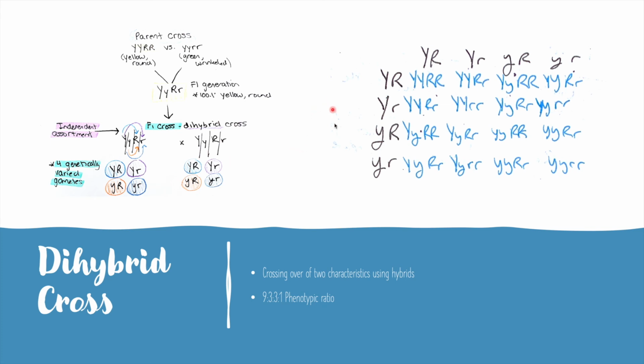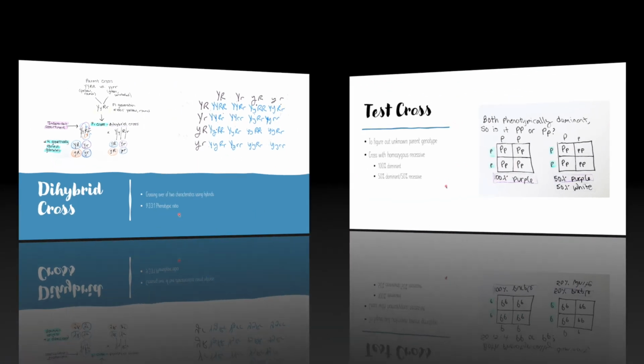Afterwards, a Punnett square can be drawn depicting random fertilization. 9 out of 16 are yellow round, 3 out of 16 are yellow wrinkled, 3 out of 16 are green round, and 1 out of 16 are green wrinkled. Therefore, the phenotypic ratio is 9 to 3 to 3 to 1, and this ratio is the same for all dihybrid crosses for unlinked genes.